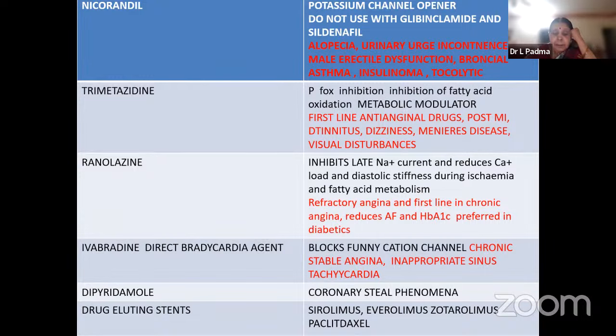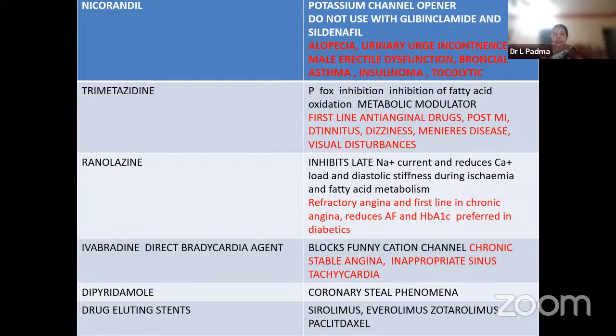This last one, dipyridamole, is a notorious drug, though it is a very good antiplatelet and also a vasodilator. It only distributes the blood flow to the non-ischemic areas rather than the ischemic areas. But here we want it mainly in the ischemic areas. So dipyridamole causes coronary steal phenomenon. So we dare not use dipyridamole in case of an acute attack of angina.